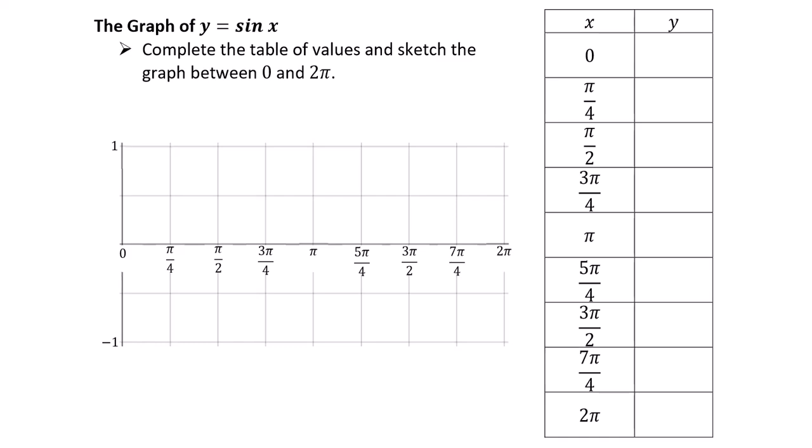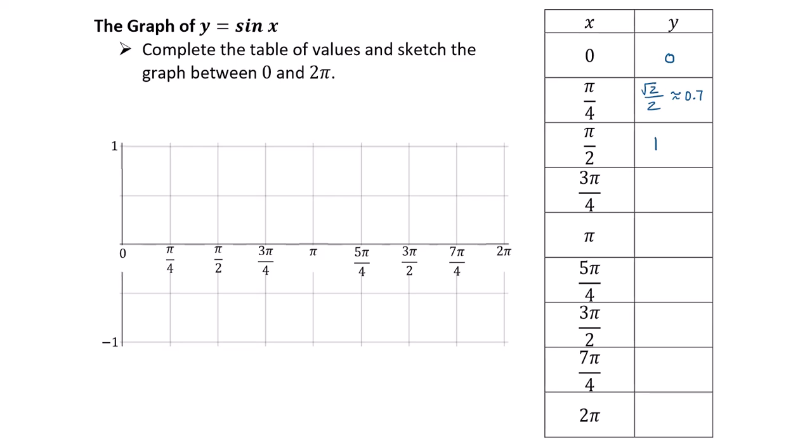The graph of y equals sine x. Let's complete the table of values and sketch the graph between 0 and 2 pi. If x is 0, the sine of 0 is 0. If x is pi over 4, the sine of pi over 4 is square root of 2 over 2. Entering this into the calculator, we see that's about 0.7. The sine of pi over 2 is 1.